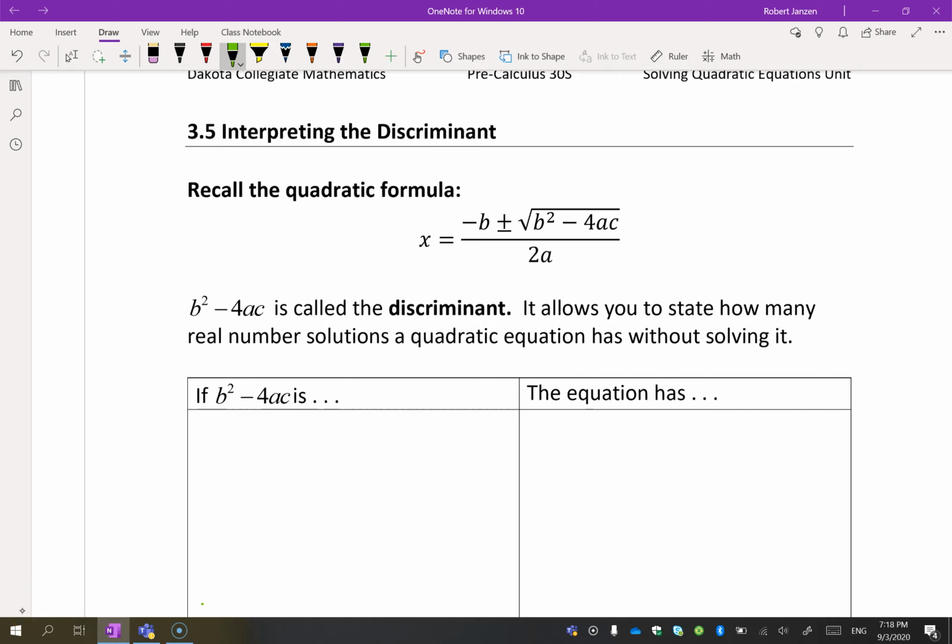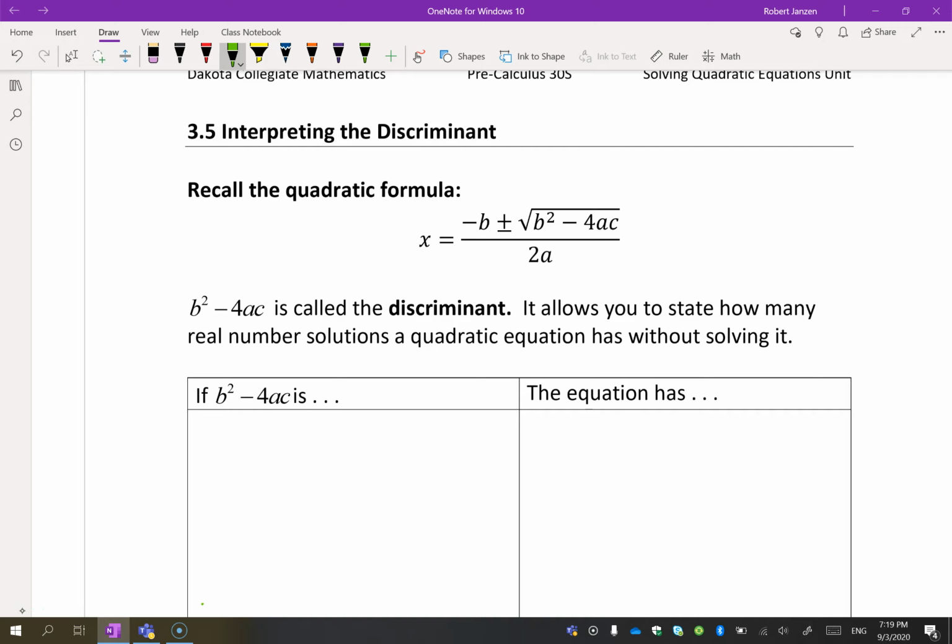So this is the last lesson of this unit. A quick recall, what have you been doing in this unit? Solving quadratic equations. Now you have 4 different ways to do it. We have factoring, we have perfect squares, completing the square, and using the quadratic formula.